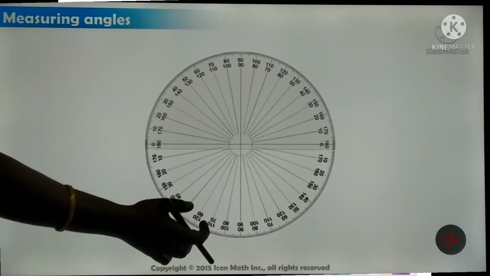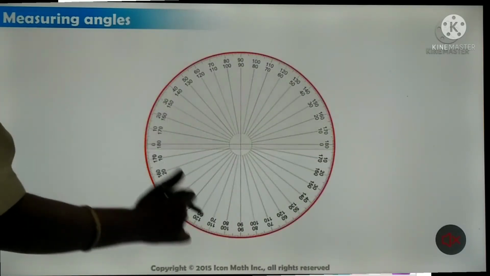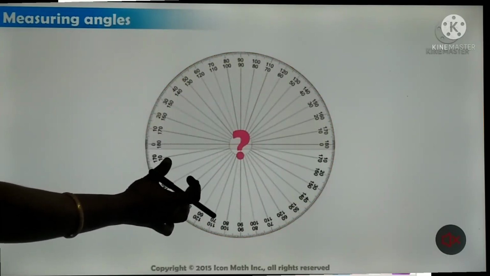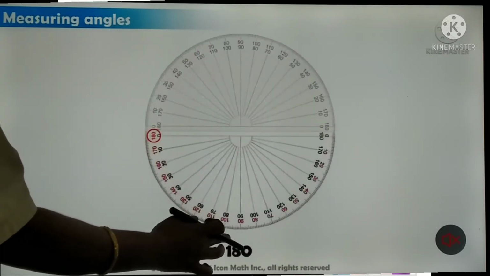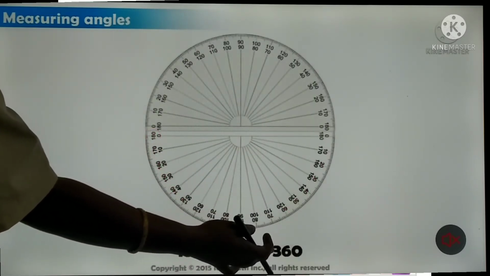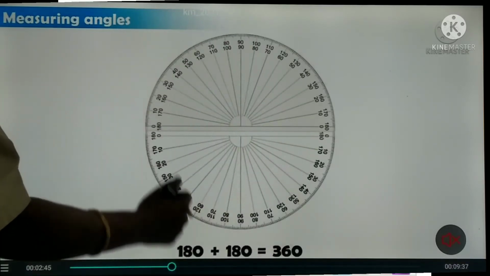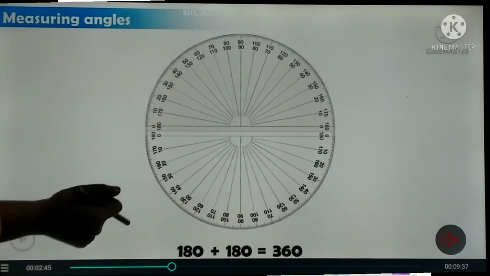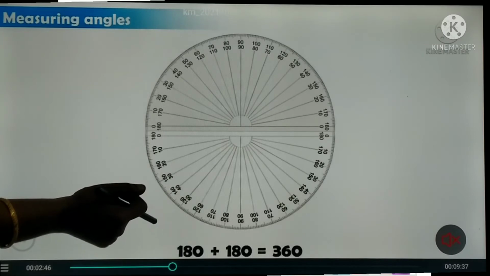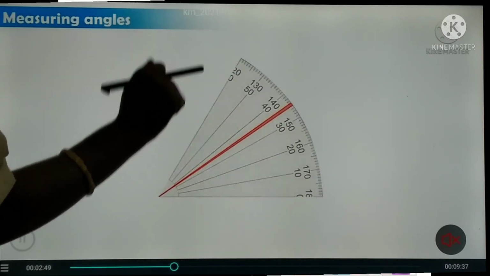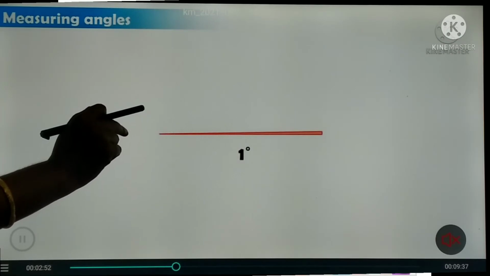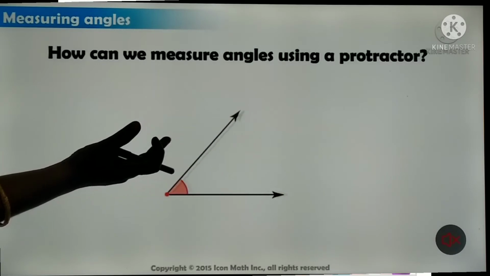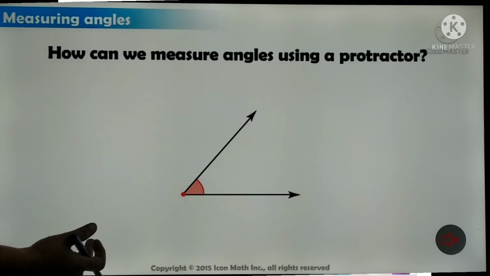If we put two protractors like this, we have a full circle, isn't it? How many equal parts do we have? 180 plus 180, it is 360. Here it is 180 equal parts. Here it is 180 equal parts. So total it is 360 equal parts. Here each part represents a degree, that is 1 degree. Understand? How can you find the number of degrees for an angle? Using protractor, how can you measure the angles?